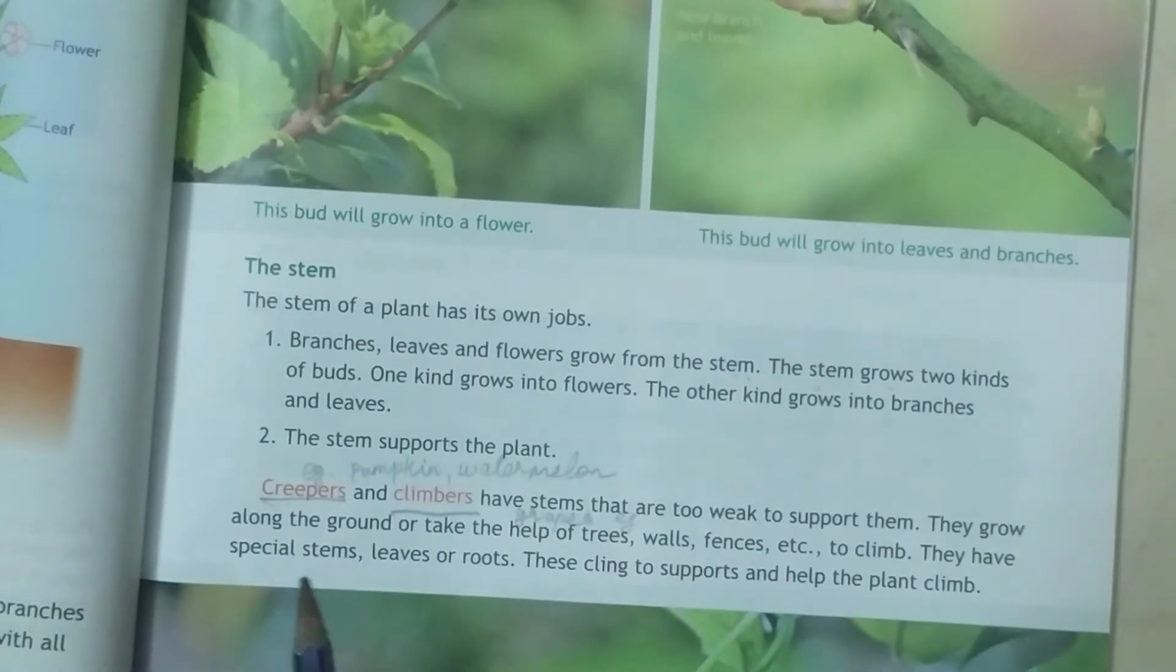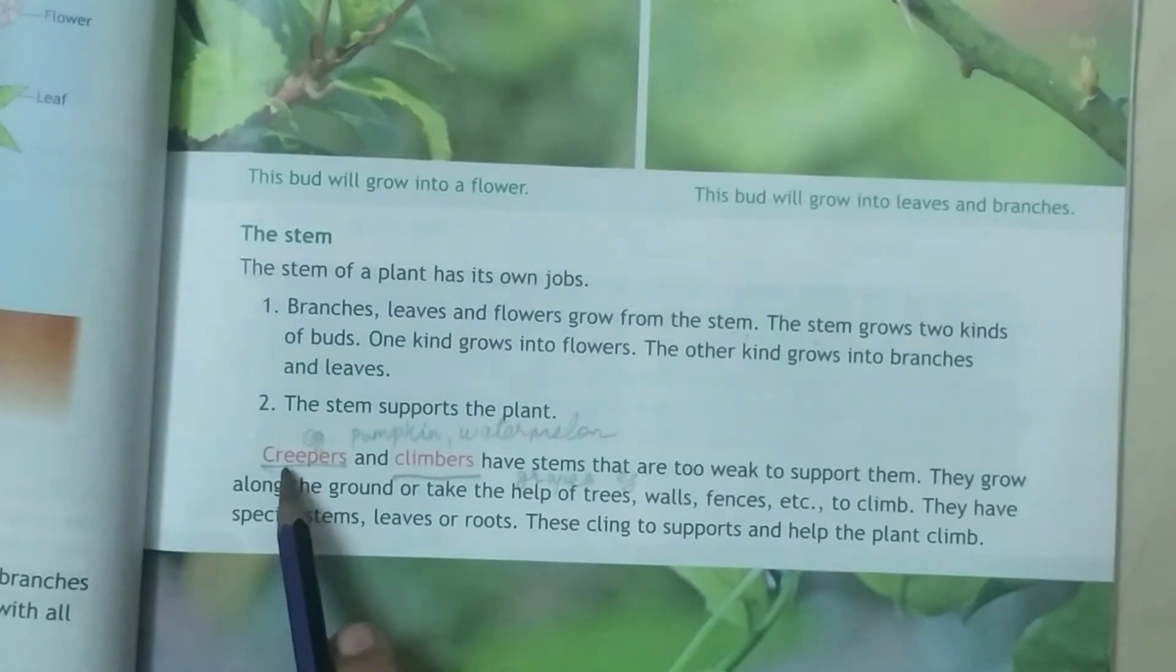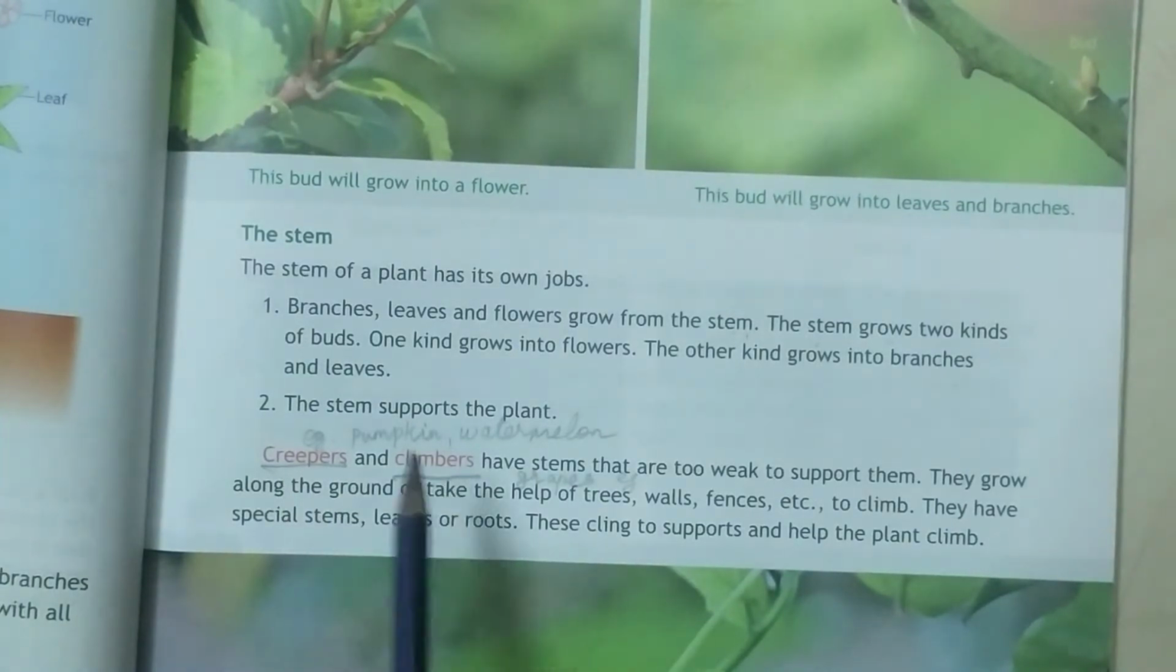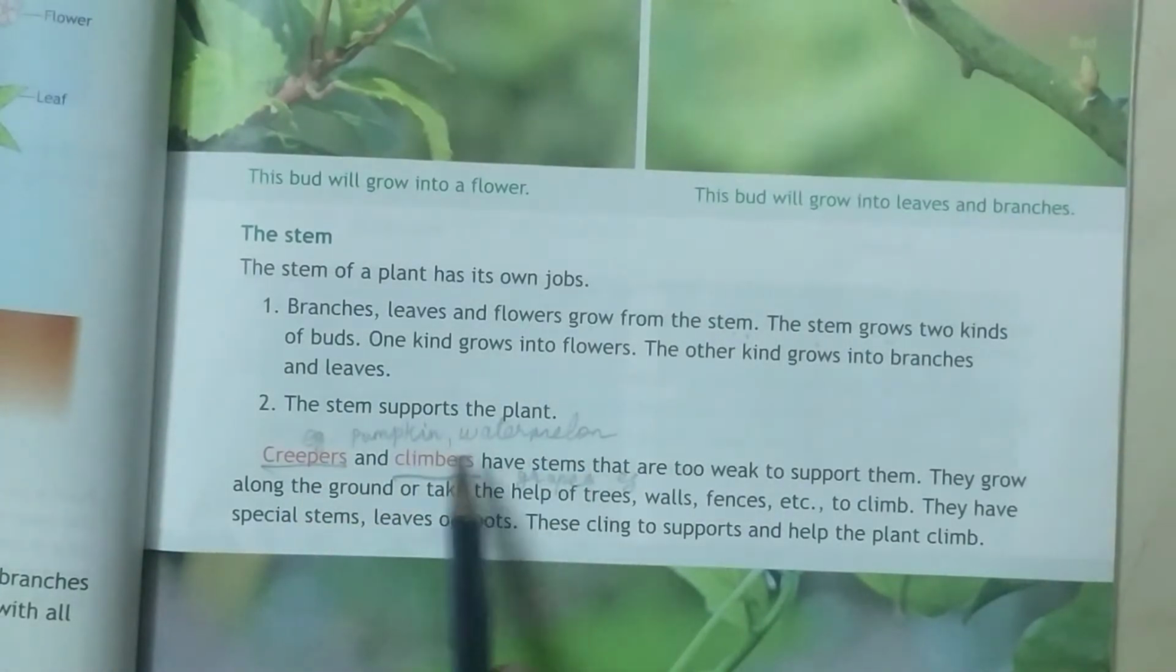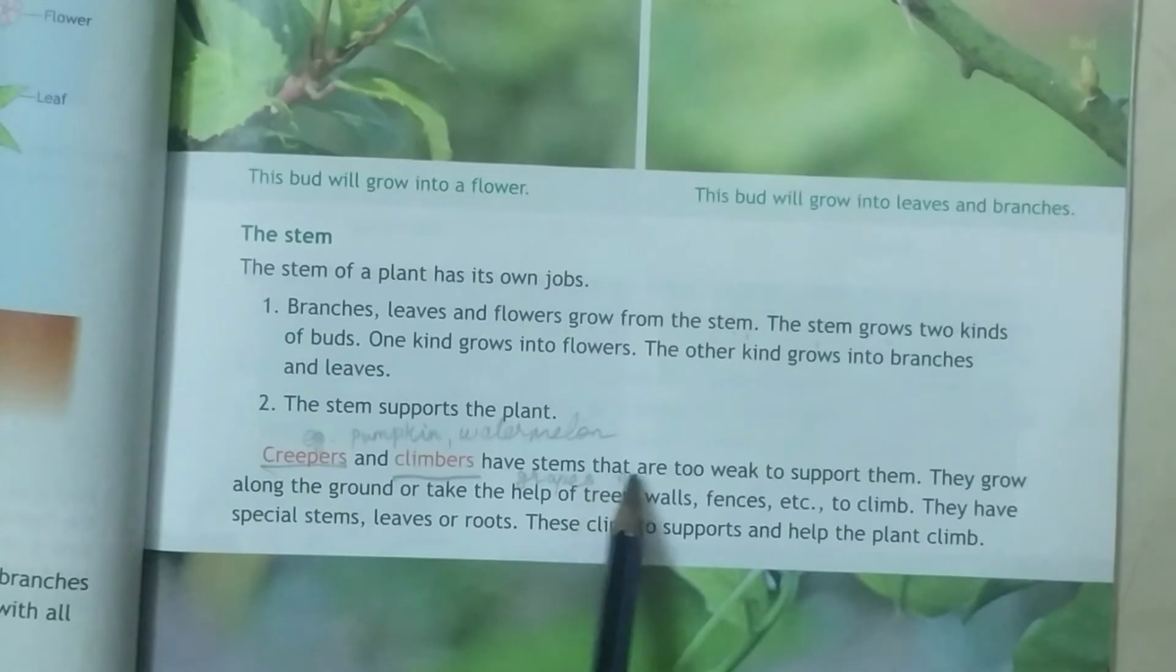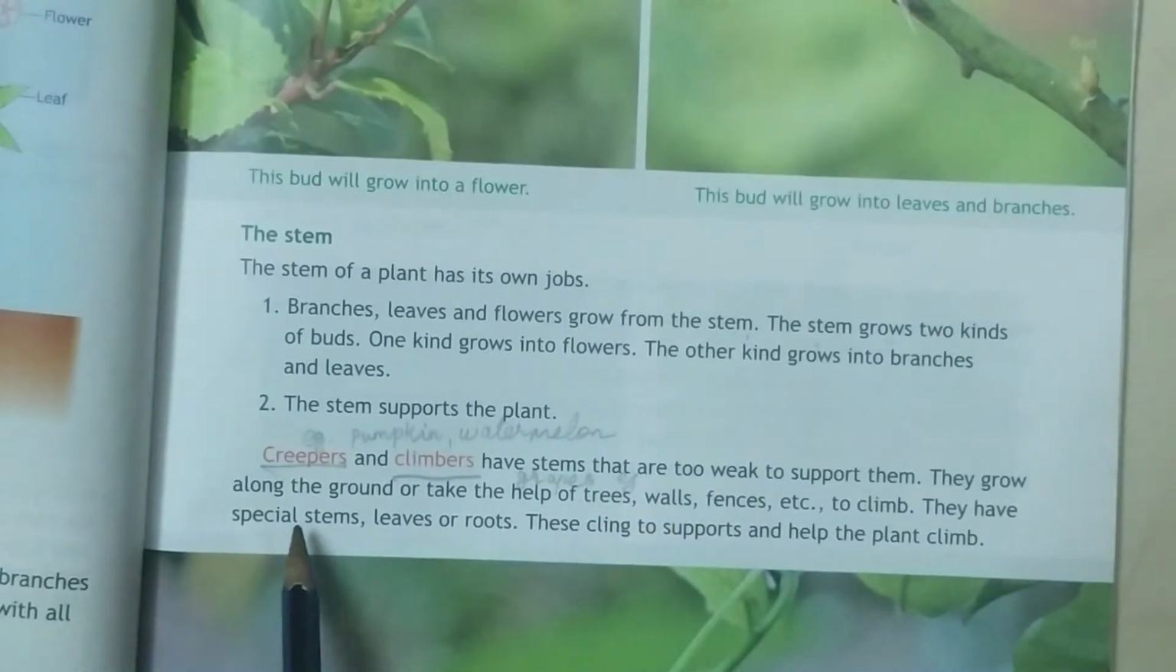The stem supports the plants. And creepers and climbers. Examples of creepers are watermelon and pumpkin. An example of a climber is grapes. Creepers and climbers have stems that are too weak to support them.